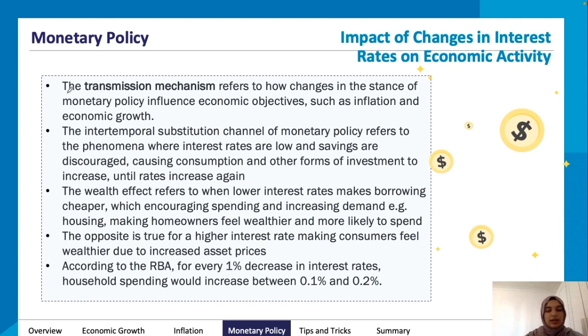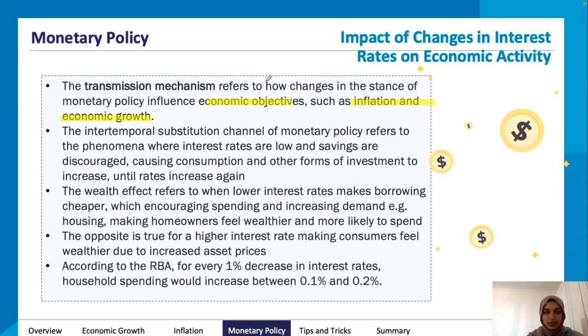Moving on to the transmission mechanism. This refers to how changes in the stance of monetary policy influence economic objectives such as inflation and economic growth. It's very important to understand the changes in the stance, so whether there's an increase or a decrease in the cash rate, and the impact of that on the interest rate. All of that will have a major role and influence on inflation, on economic growth, and a range of other economic objectives which are very important.